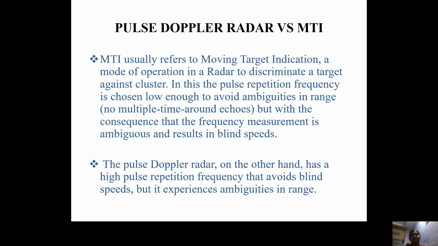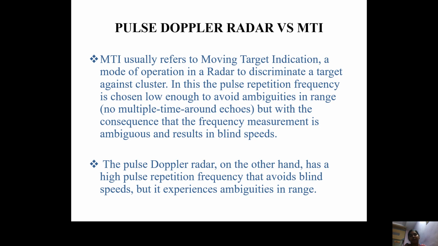In the case of pulse Doppler radar, on the other hand, it has a high pulse repetition frequency, so that there is no chance of blind speeds. So we can clearly determine the relative velocity with which it is approaching the radar. But there is a problem: there is ambiguity in the range, so we cannot determine the range clearly. So these are the two techniques used to determine the moving target, pulse Doppler radar or moving target indication.